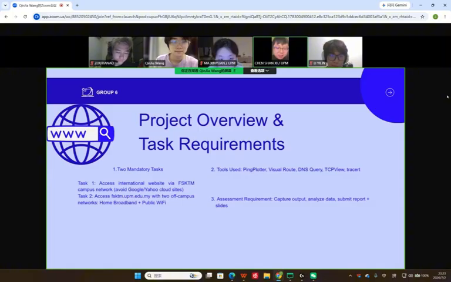Task. This project has 2 tasks. Task 1. Access an international website through the FSKTM campus network. We choose the University of Toronto website. We did not use Google or Yahoo. Task 2. Access the UPM FSKTM website from 2 off-campus networks.